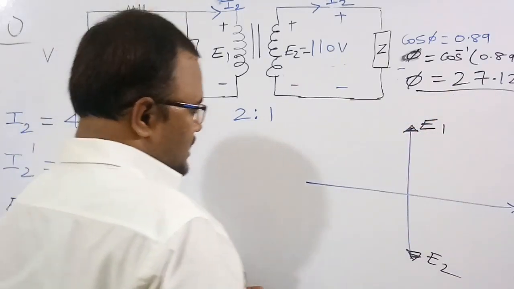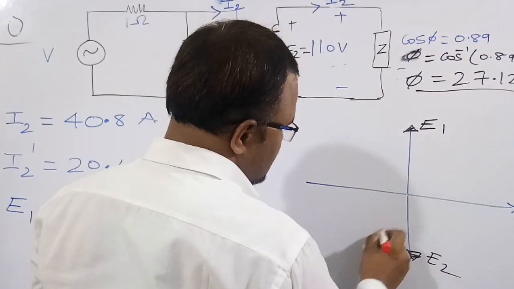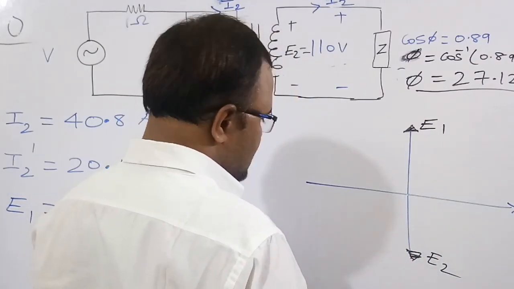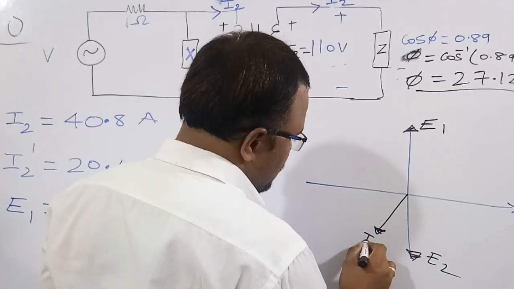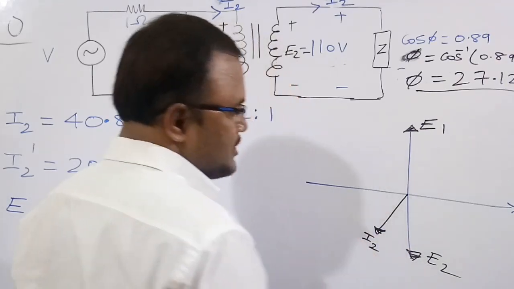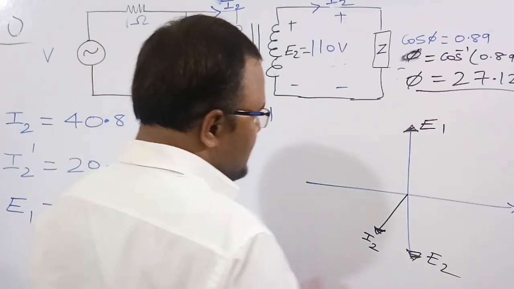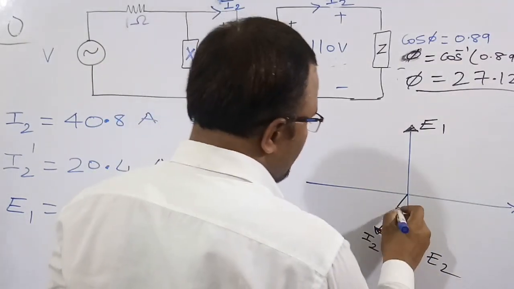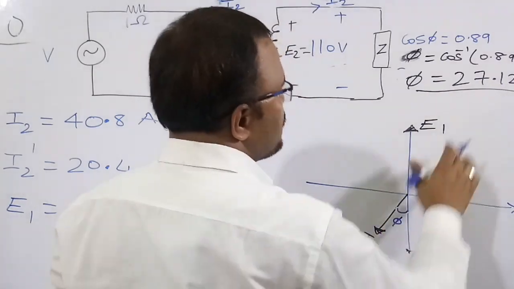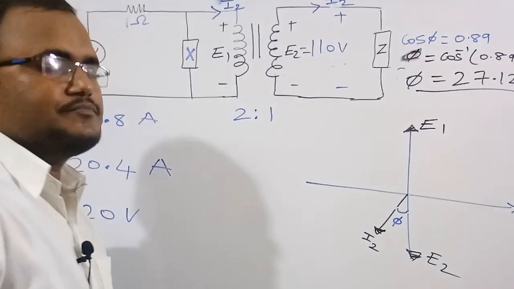So the current here is I2. I2 is going to lag the voltage by phi. Phi is how much? Phi is equal to 27.12 degrees.